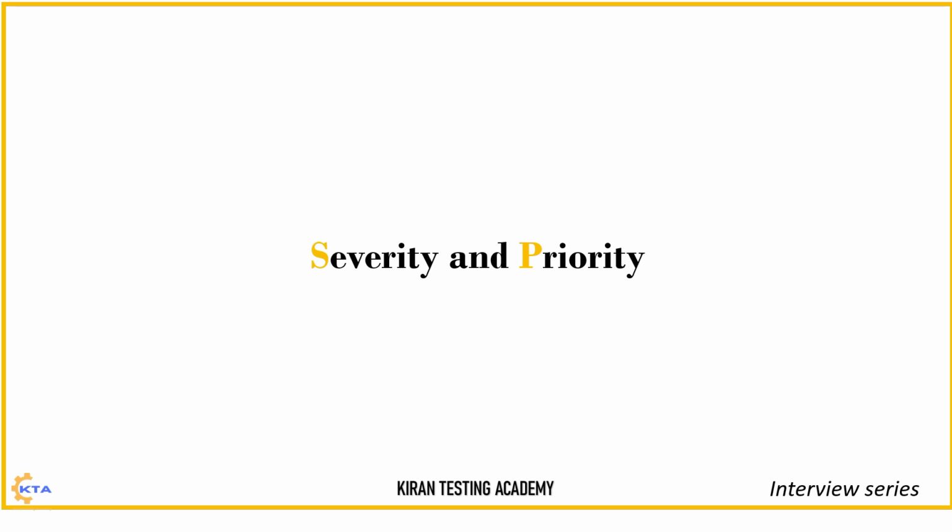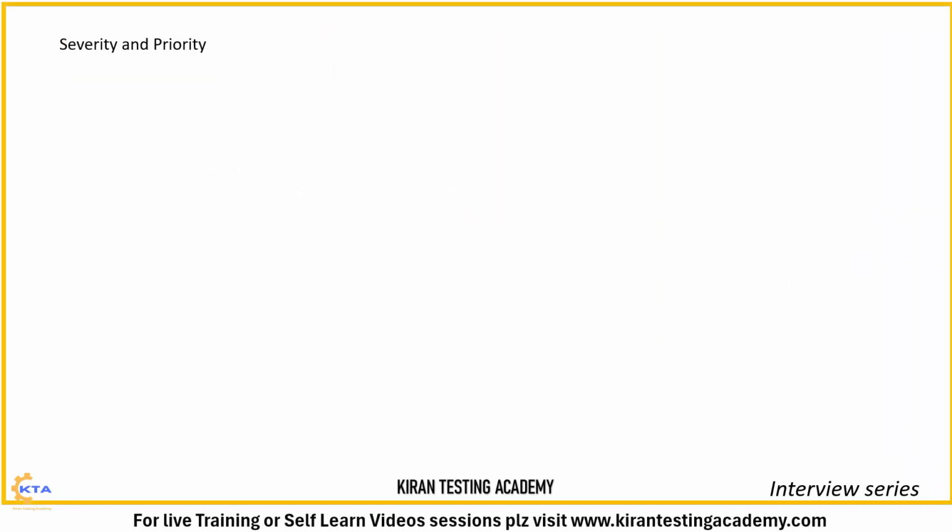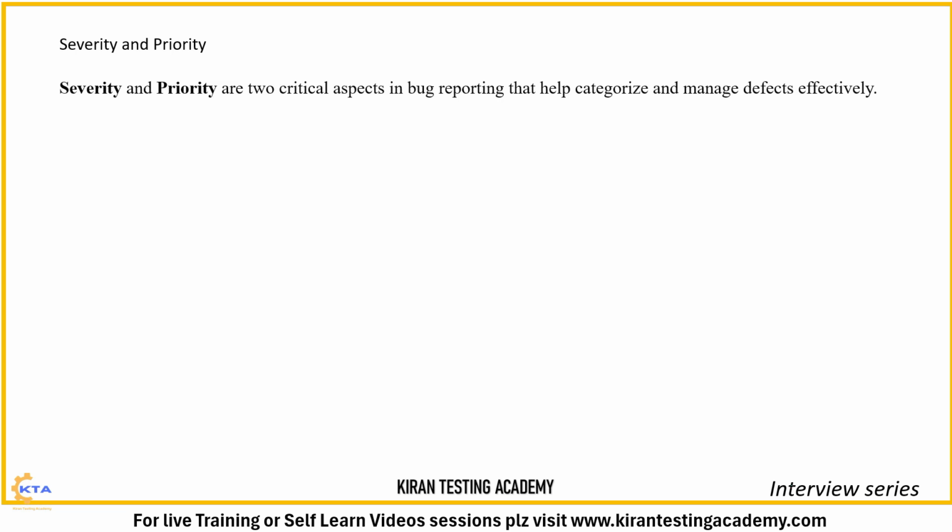In this video, we are going to discuss a very important and frequently asked interview question about severity and priority. This is a part of bug reporting. As a tester, whenever you report a bug, generally you provide severity and priority to that particular bug. These two parameters are really important in your bug report. Parameters like severity and priority help to categorize and manage the defect effectively.